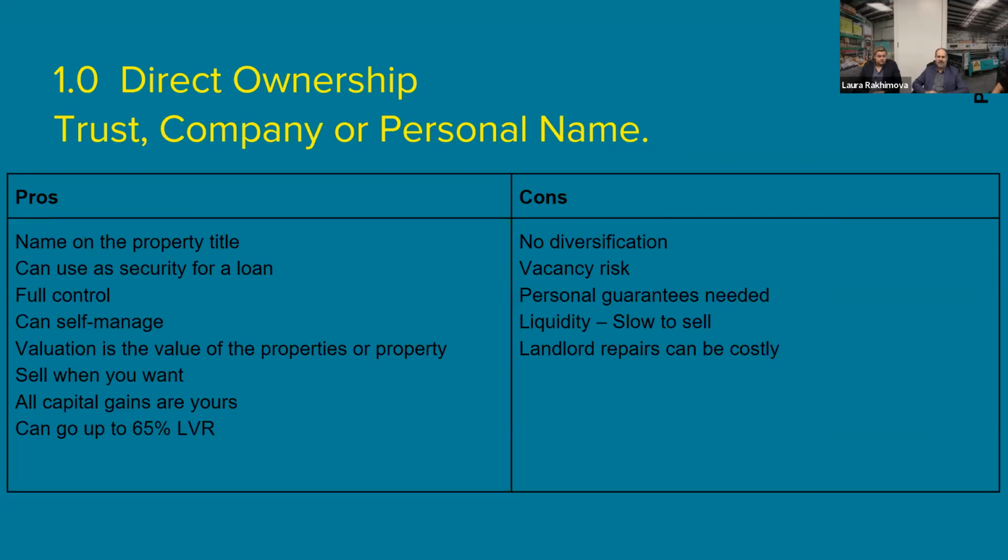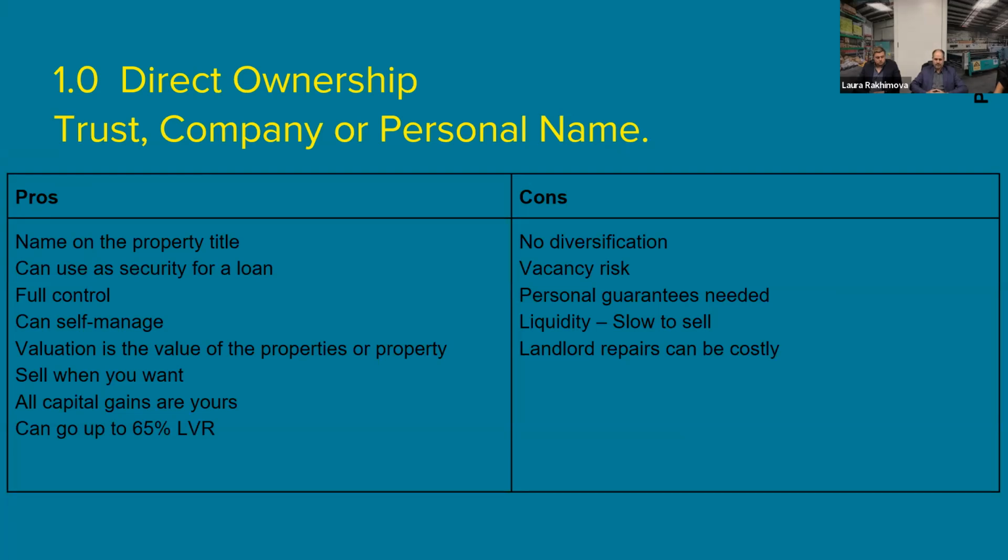The first and most straightforward one is direct ownership. That's owning the property yourself, or in your trust, or your company, or in your personal name.